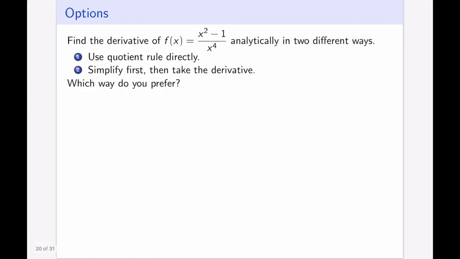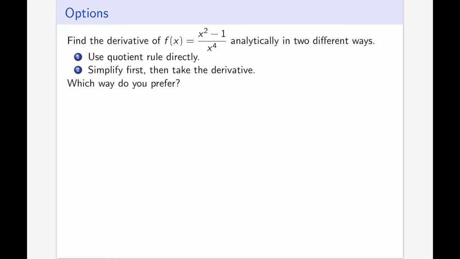Now, this next example is very mathematical in a sense, but it is to highlight how one can approach seemingly easy differentiation, seemingly straightforward, and there's only one right way and one right answer, but in two different approaches. So here we have a function that looks like this, x squared minus 1 divided by x to the fourth. And we're asked to find the derivative in two different ways. The first way is the most visually obvious. There is a division sign here, which sort of suggests that we should be using the quotient rule.